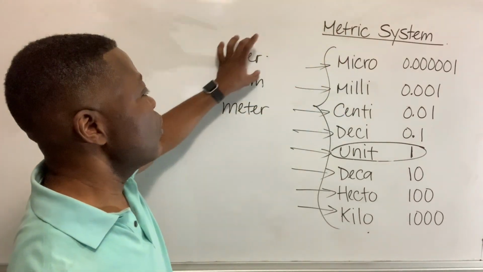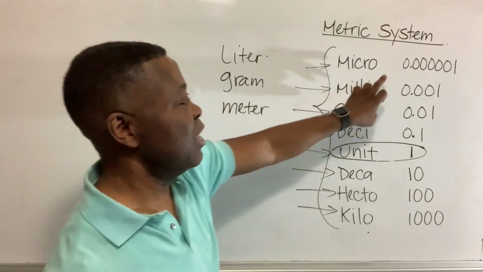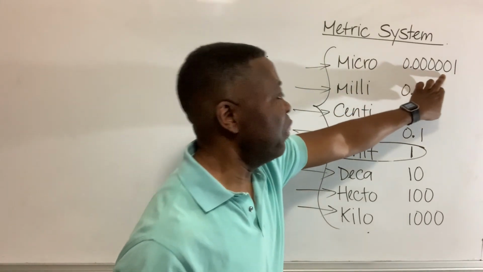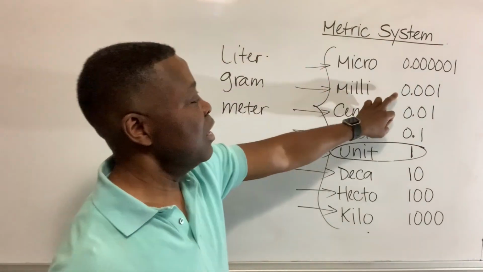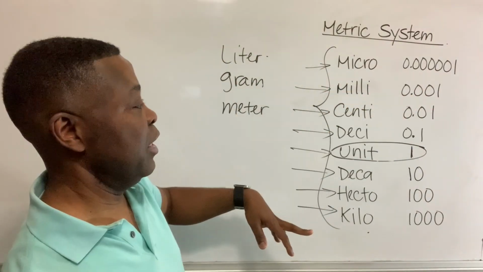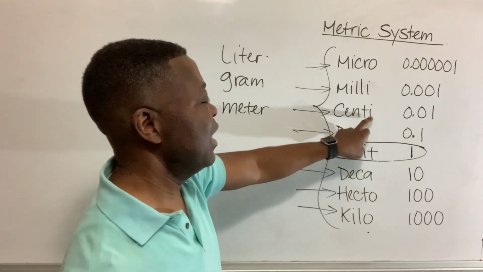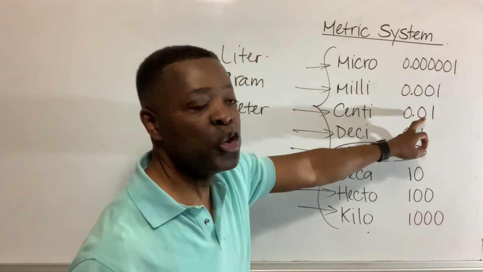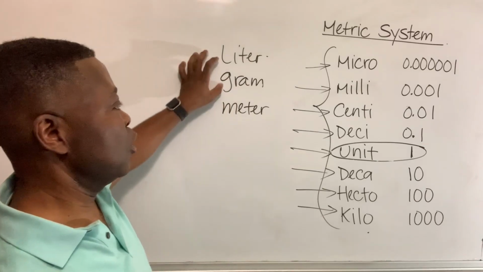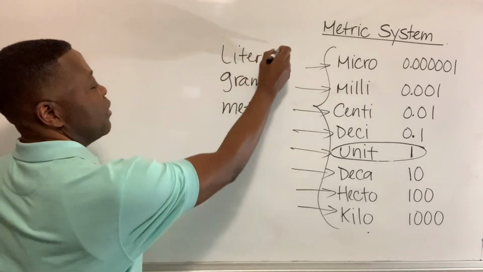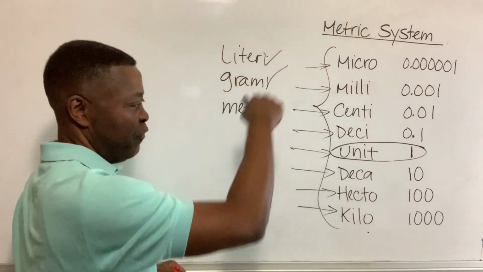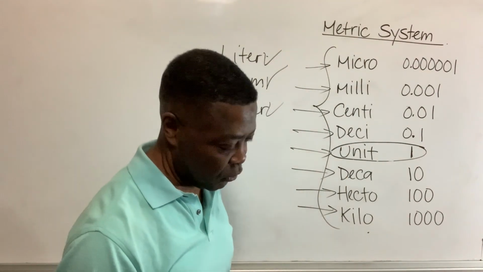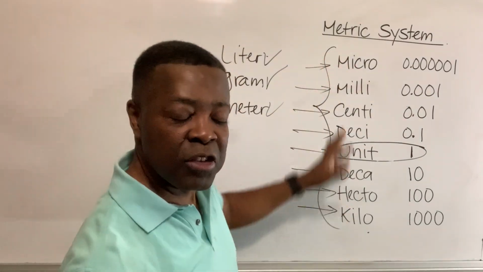I can have microliter. One microliter is 1 millionth of a liter. 1 milliliter is 1,000th of a liter. 1 centiliter is 100th of a liter, and so on and so forth. I can shift from liter to gram to meter as long as I use those prefixes. All right? So we're going to be using these in the next video.